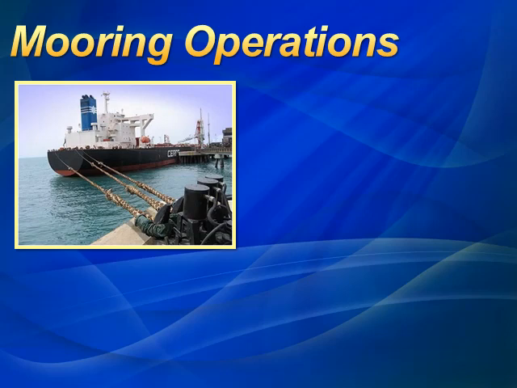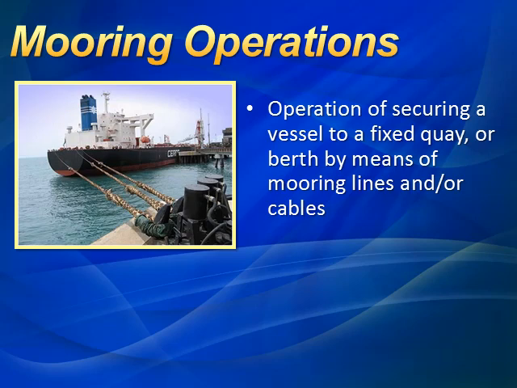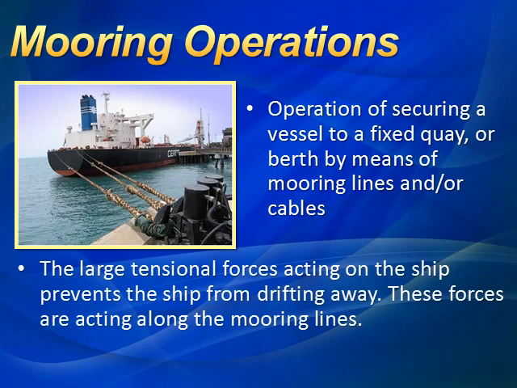Okay, so usually you will see these tension forces in mooring operations. So, the mooring operation is the operation of securing a vessel to a fixed quay or berth by means of mooring lines or cables. So in this case, we have large tensional forces acting on the ship to prevent the ship from drifting away. So these forces are acting along the mooring lines. So you have tension in these mooring lines, acting on the ship which holds the ship in place. So that it does not drift farther away in the sea. Because remember that the water here is also exerting a force on the ship.